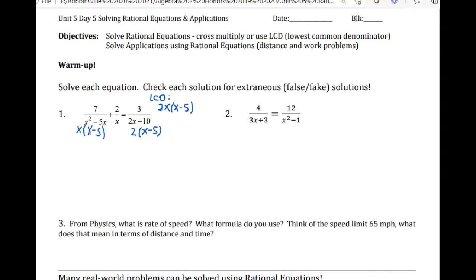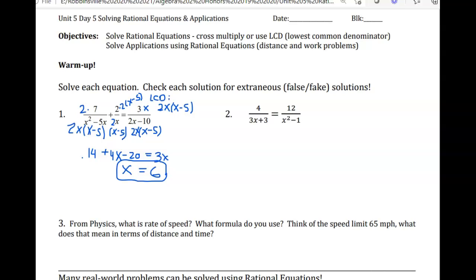Okay, so for number 1, you should have found that lowest common denominator, after you factored the denominators, to be 2x times (x minus 5). So make sure all denominators match. All right, so I show you the details here. You should have gotten x equals 6. If not, pause the video and take a look at that example.